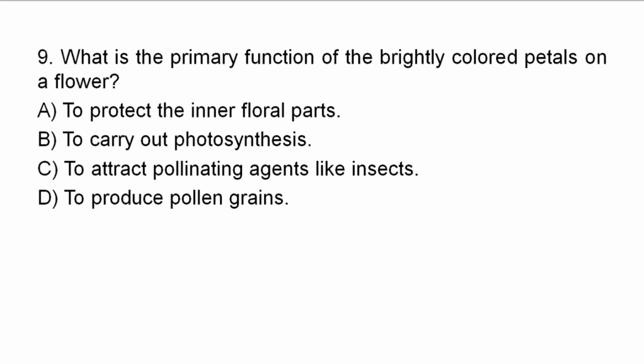Question number 9. What is the primary function of the brightly colored petals on a flower? A, to protect the inner floral parts. B, to carry out photosynthesis. C, to attract pollinating agents like insects. D, to produce pollen grains.